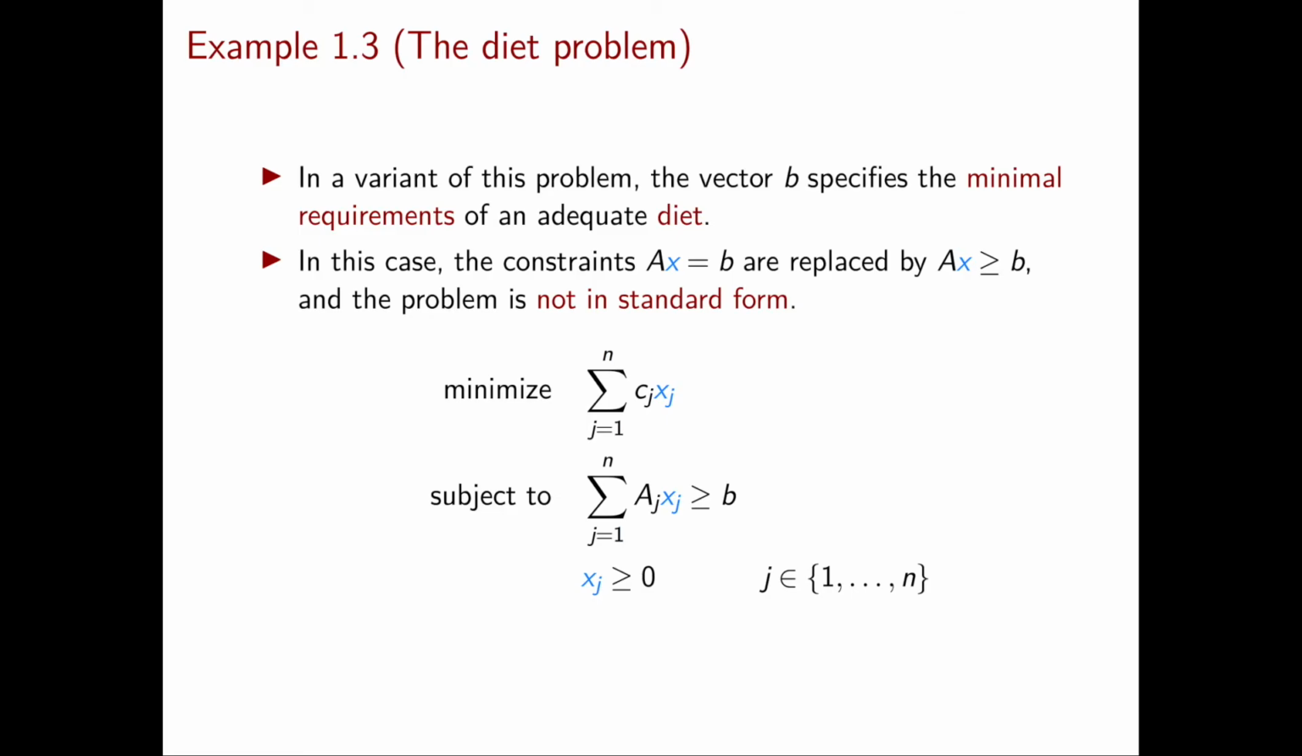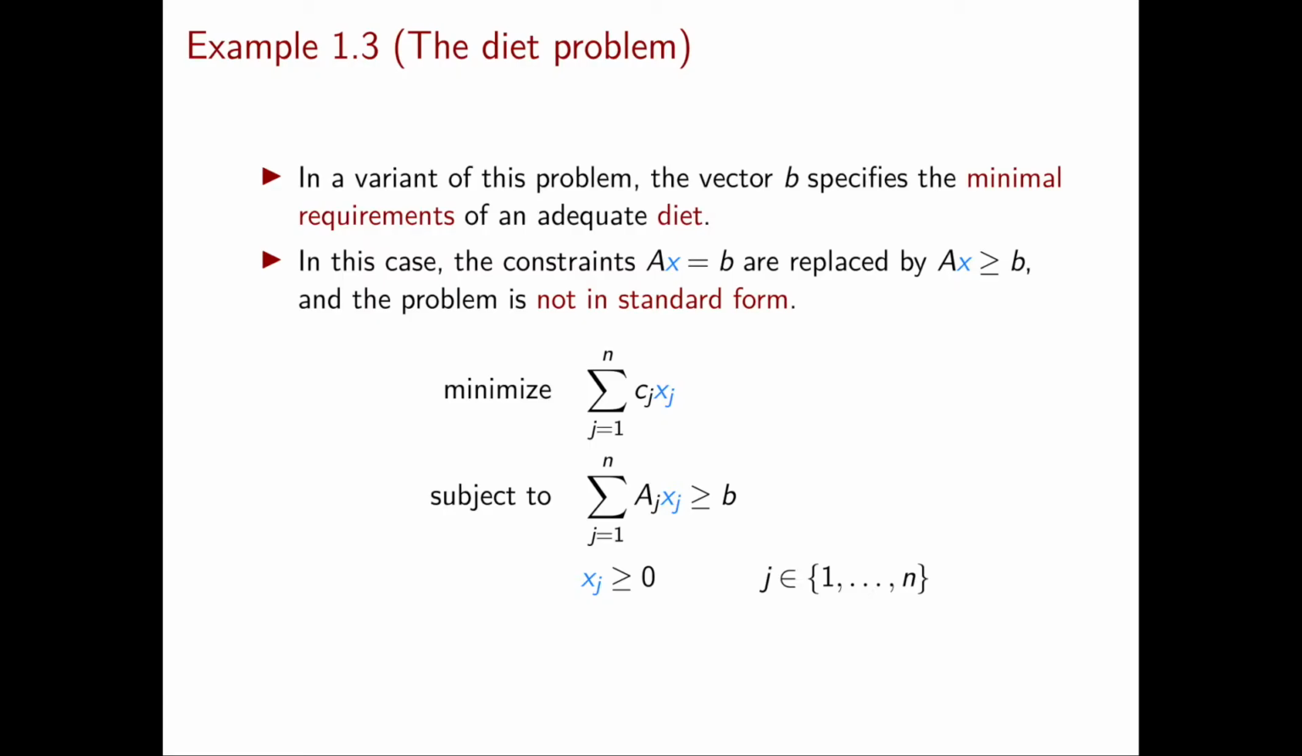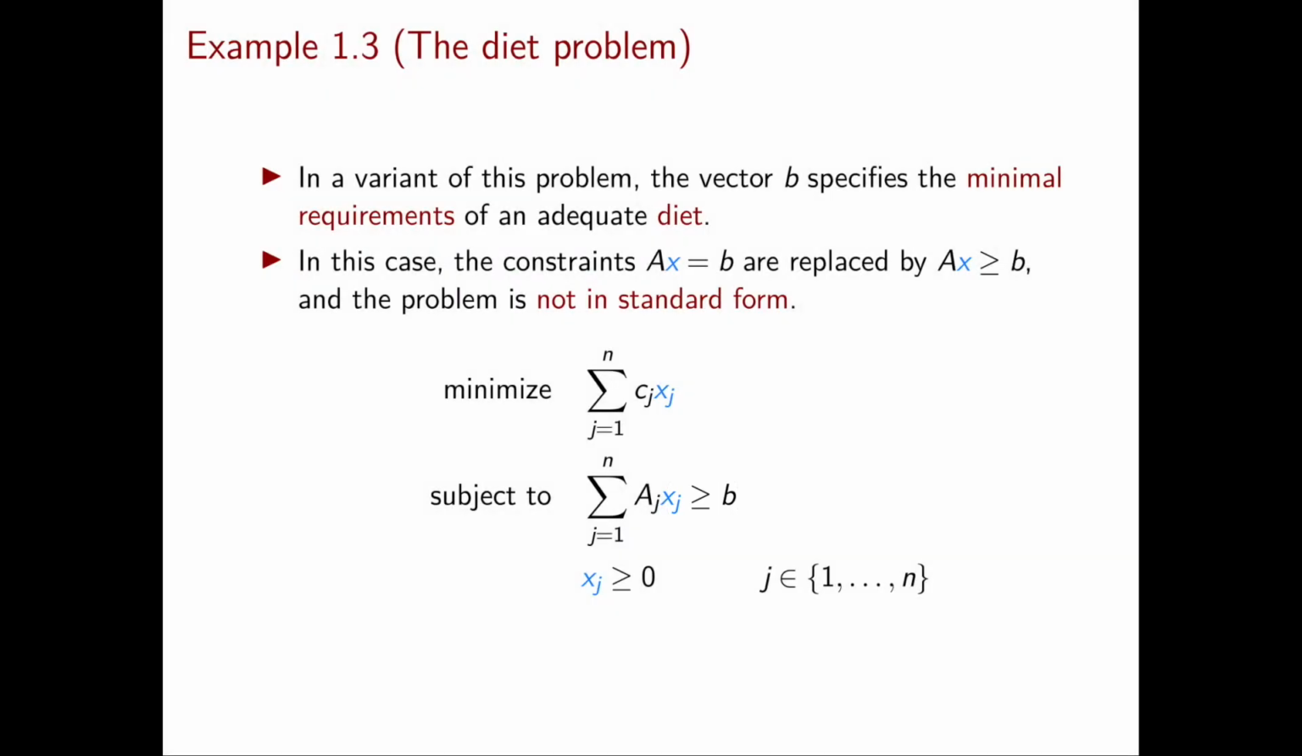There is a variant of this problem where B does not represent the ideal food that we want to synthesize, but just a minimal requirement of a diet. In such a case, we no longer have the constraint in equality form, but instead we have all constraints of the form greater than or equal to. In particular, the obtained problem is no longer in standard form. Next, we're going to discuss the reduction to standard form.